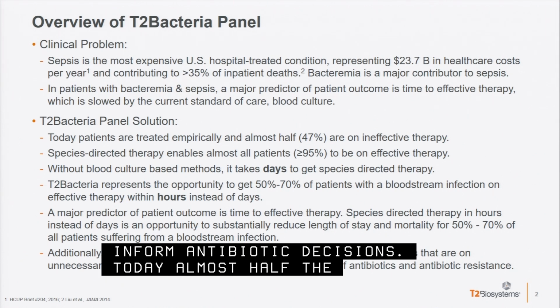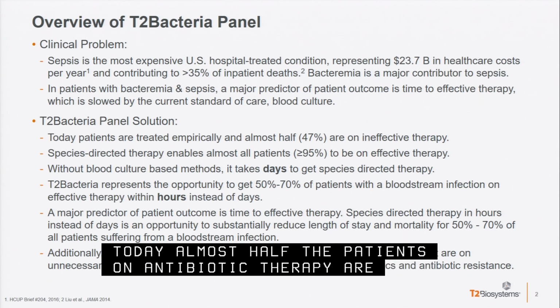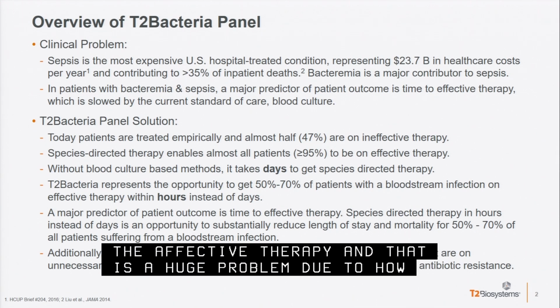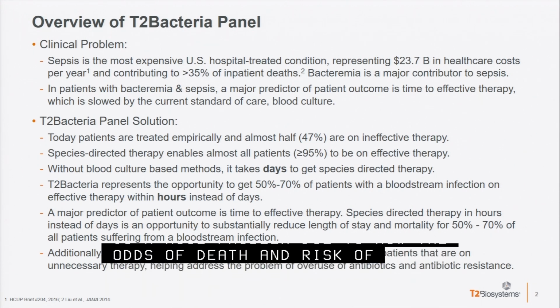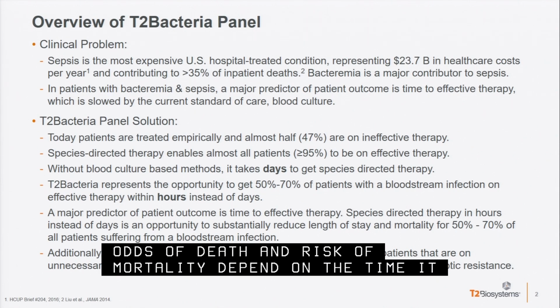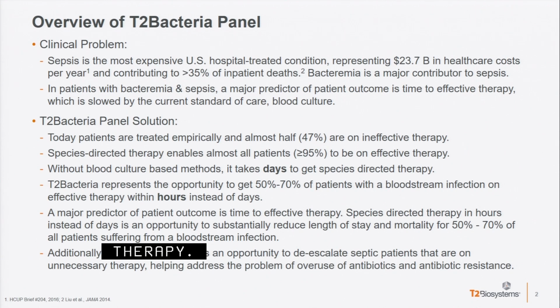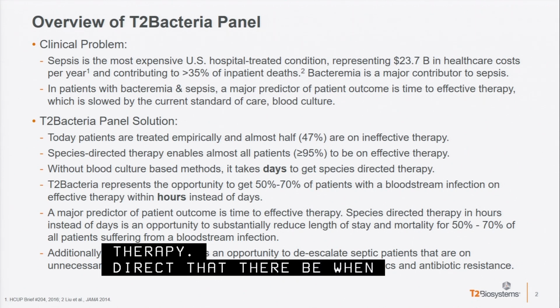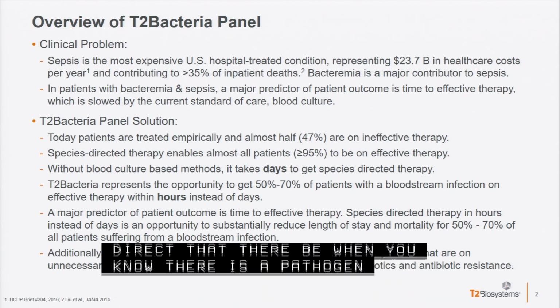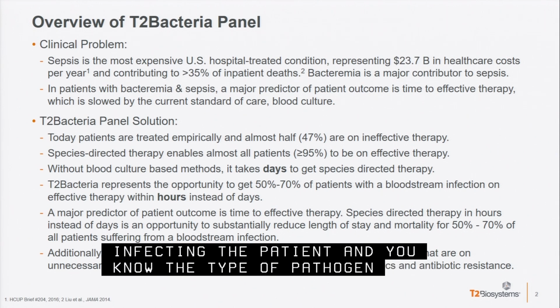And that's a huge problem due to how the odds of death and the risk of mortality depend on the time it takes to get on appropriate antibiotic therapy. Species-directed therapy, that is when you know that there is a pathogen infecting the patient and you know the type of pathogen, increases the odds of effective therapy dramatically, where 95% of patients are then on effective therapy.